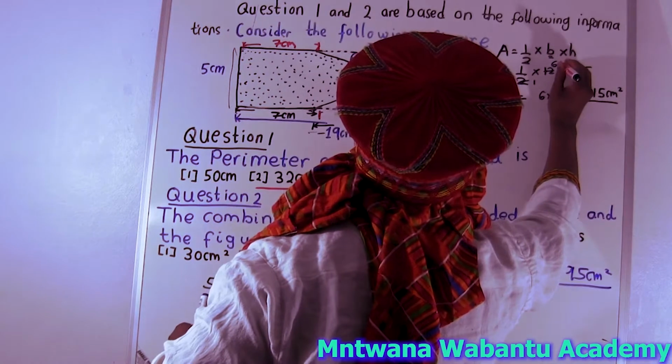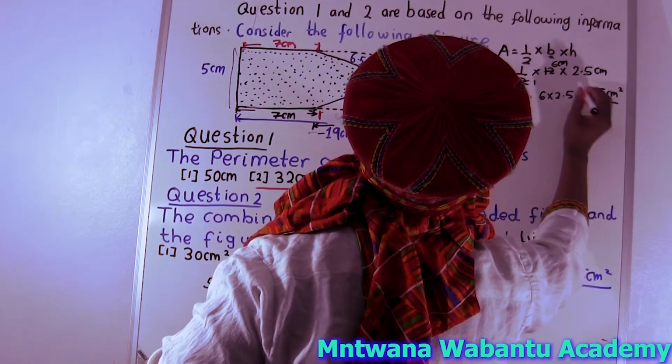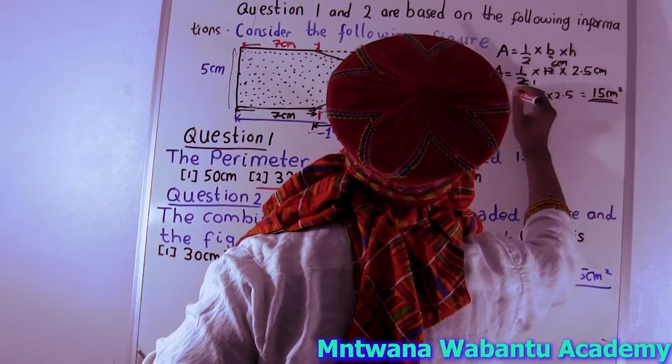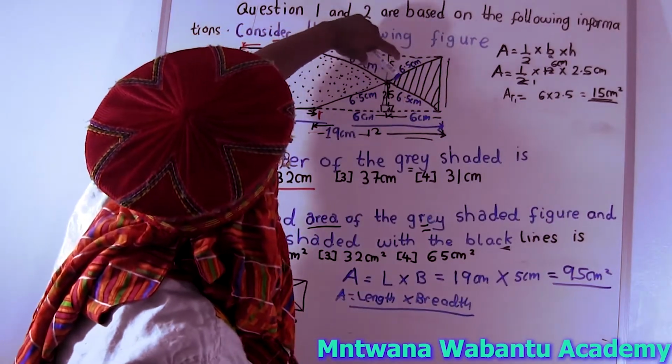You know why? Because this is 6 centimeter and this is 2.5 centimeter. So when you multiply 6 times 2.5, you get 15 centimeter square. So this is the area of triangle 1. But remember, this triangle is the same as this triangle.